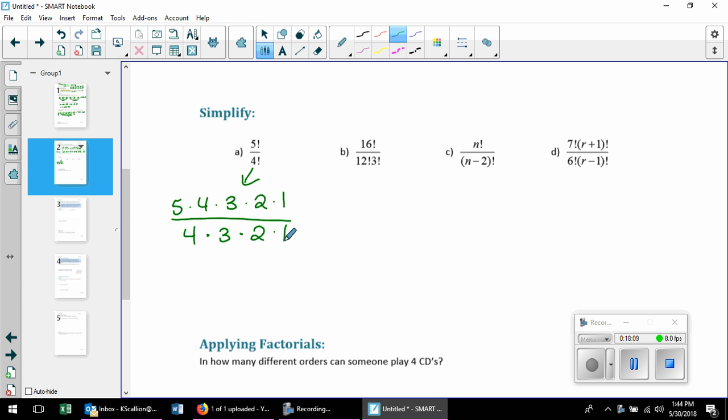Well, you may not have a calculator. So what would we do here? I wouldn't multiply them all out. I just start canceling out factors, and I'm left with 5, not 5 factorial, because I've expanded my factorial. There is an easier way to do it.